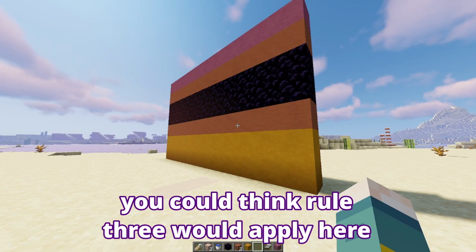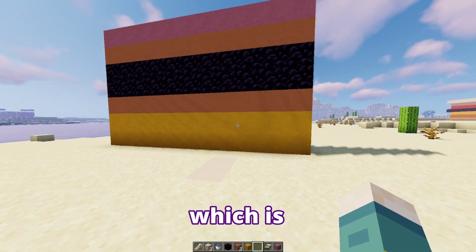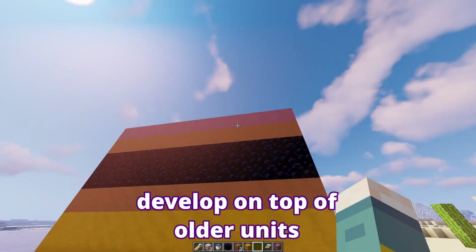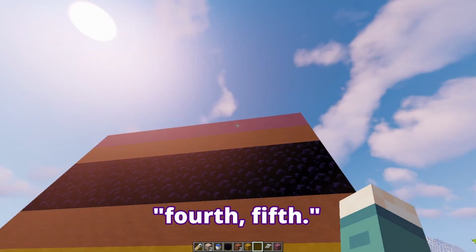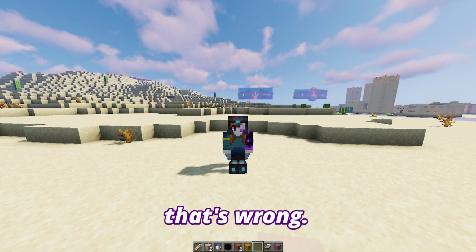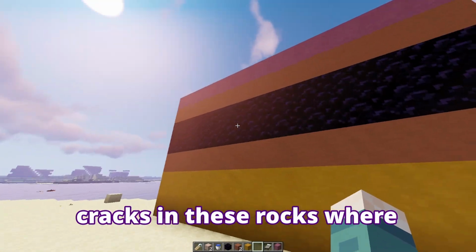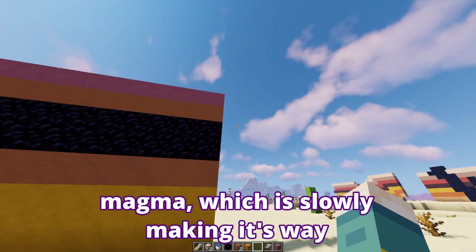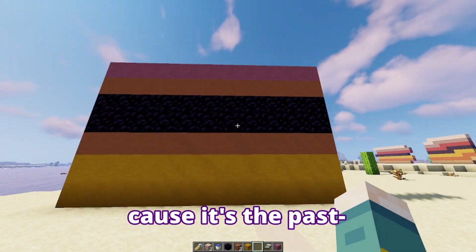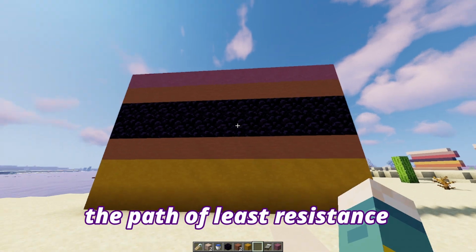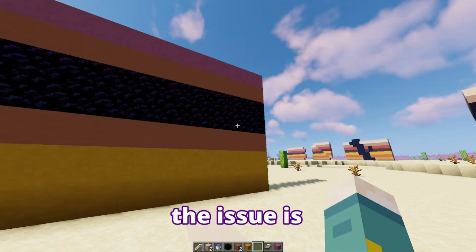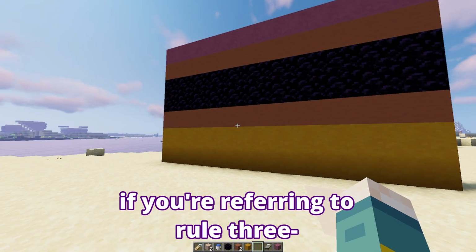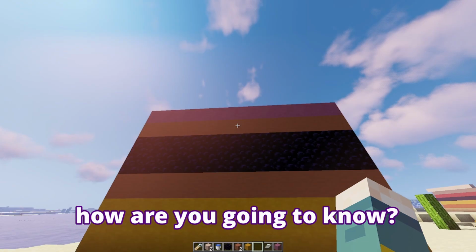At first glance, you could think Rule 3 would apply here, which is younger units develop on top of older units. So you'd think, well, that's the oldest, second, third, fourth, fifth. But the thing is, that's wrong. Sometimes you'll have cracks in these rocks where magma, which is slowly making its way to the surface, will go into that crack because it's the path of least resistance and sort of expand, pushing the layers apart. The issue is, if you're referring to Rule 3, how are you going to know?